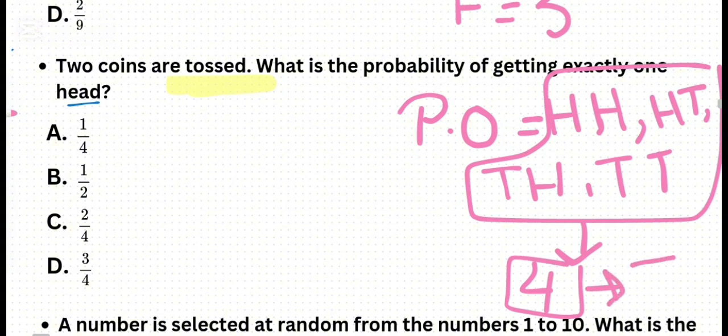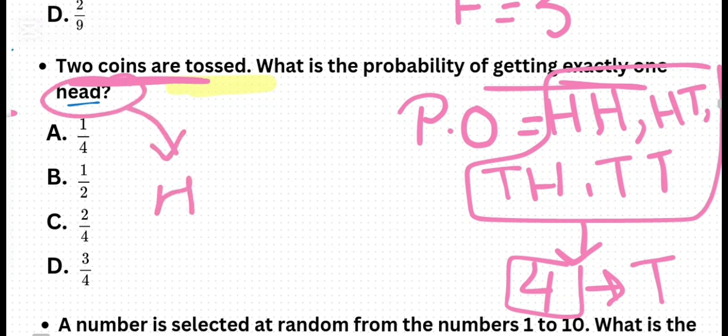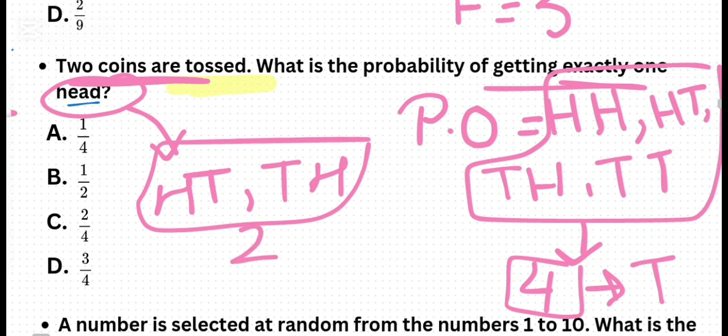Total possible outcomes, because in the question they are saying 2 coins, right? So we have to find exactly one head. So the outcomes with exactly one head are head tail or tail head, right? These are a total of 2 outcomes, that is the favorable outcome, right? So let me erase this.